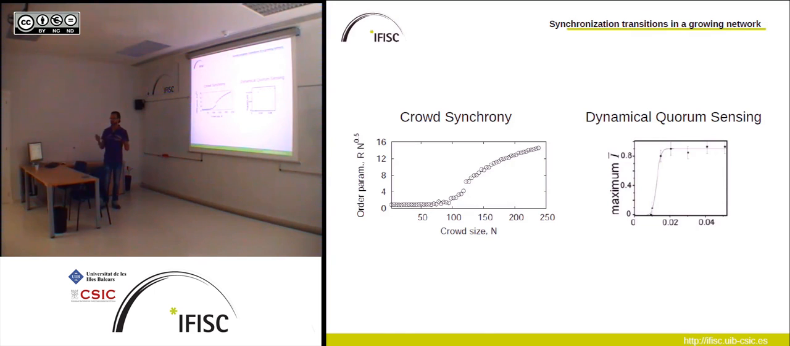We have a system of many oscillators, we increase the number of oscillators in our system, and above a certain number of oscillators synchronization appears. Dynamical quorum sensing, on the other side. Why are you scaling the y-axis on the left to 1.5? Because if not, this order parameter has, due to the small number of elements at the beginning, a shape of this form.